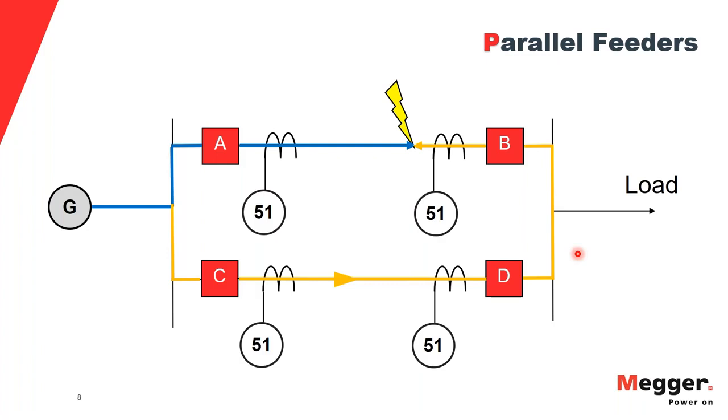If I have 51 element protection, as you know, it's going to trip after a time delay. It always looks for the fault current value, and if the fault current value goes above the pickup, the relay is going to trip. So assuming that the coordination studies are done properly in this scenario, let's see what happens, which breaker will trip first.